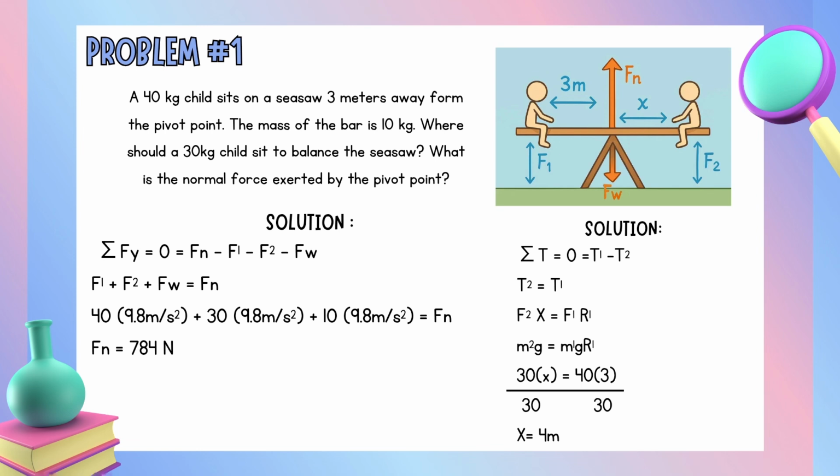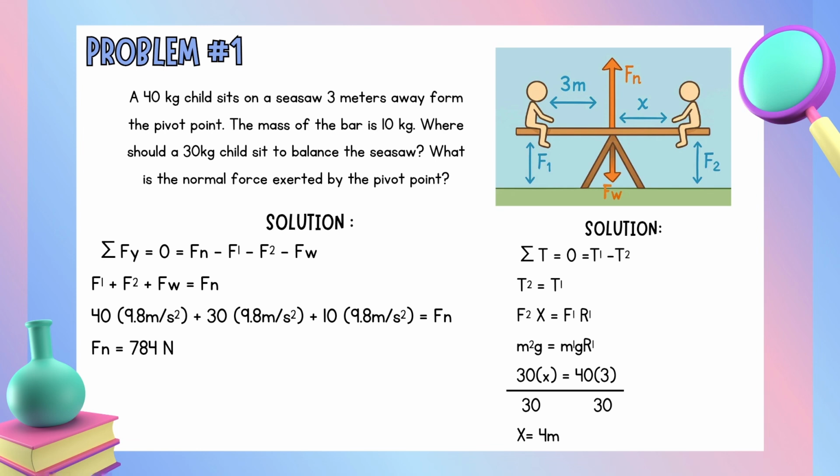For the seesaw to balance, the torque on the left must equal the torque on the right. Remember, torque is calculated as force times distance. Left torque: the 40 kg child is 3 meters away. Right torque: the 30 kg child is at an unknown distance, x. Setting the torques equal, 30 times x equals 40 times 3. Solving for x, 120 divided by 30 equals 4. The 30 kg child must sit 4 meters away for it to balance.